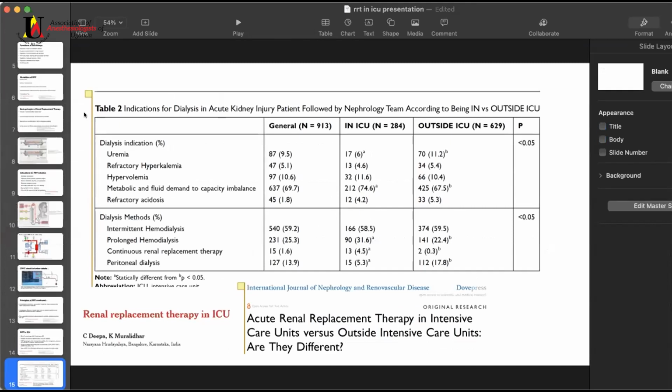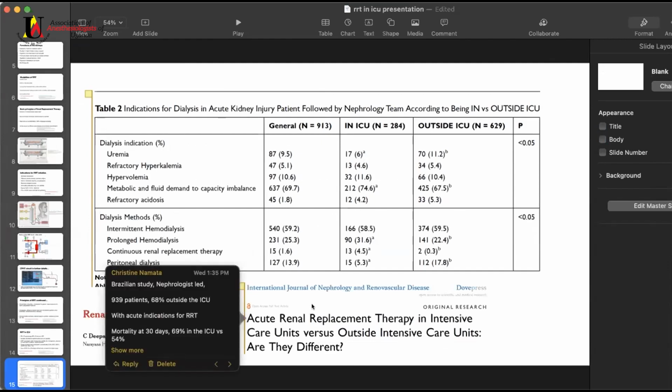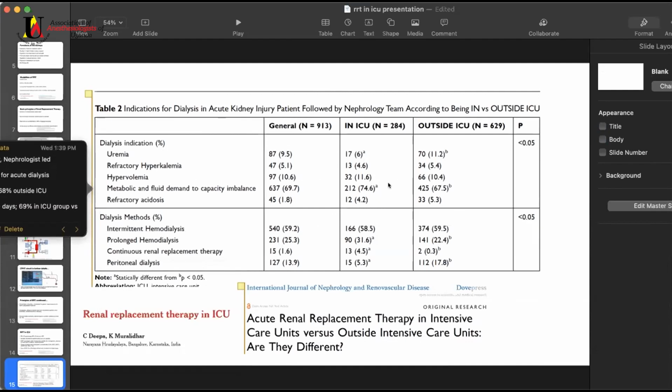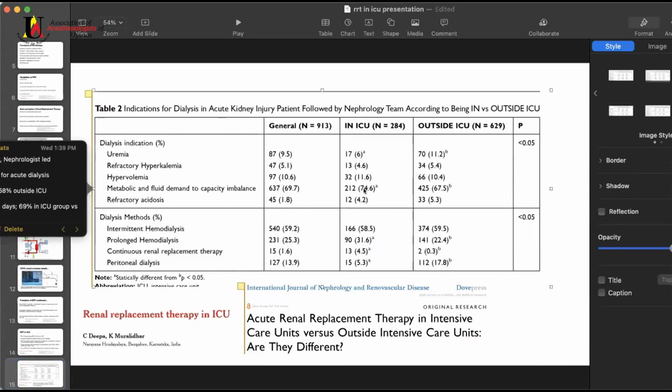But in terms of indications for dialysis, this was from the International Journal of Nephrology. It was actually conducted by nephrologists, looking at common indications for initiation of renal replacement therapy between patients in the ICU versus outside the ICU. A few things differ, but as you can see, almost 75% of indications for initiation in the ICU were metabolic and fluid demand-to-capacity imbalance, which was also the biggest percentage outside the ICU. However, uremia was more common outside than in the ICU.